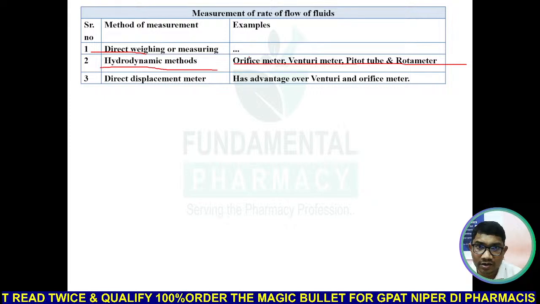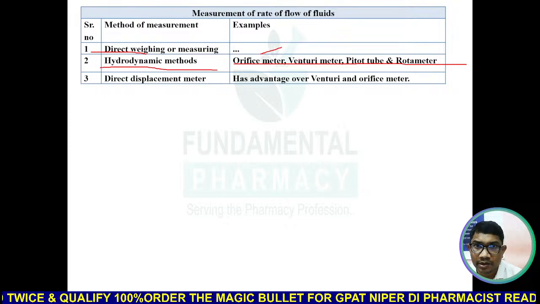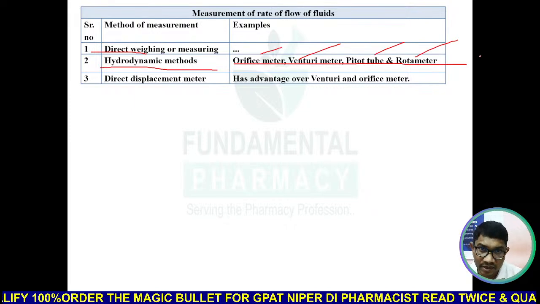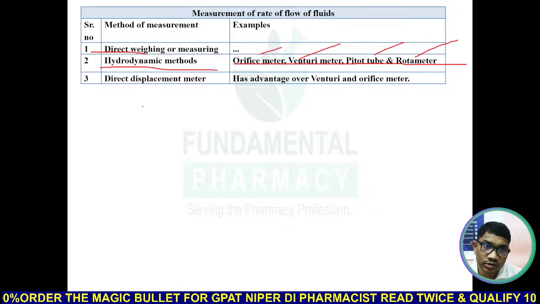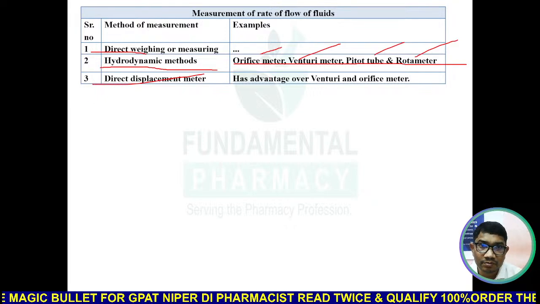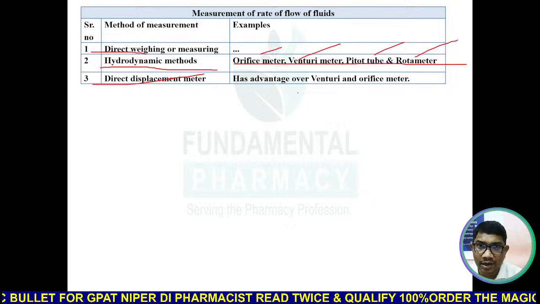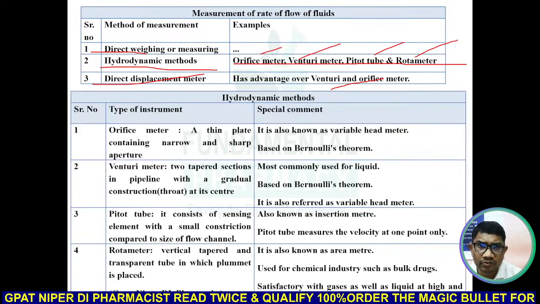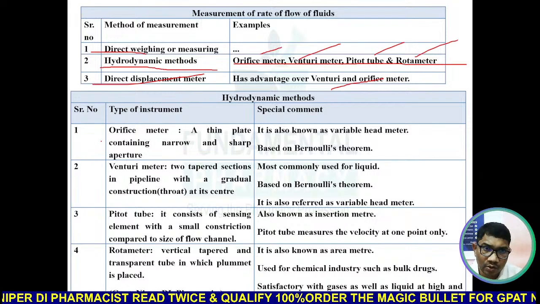So orifice meter, venturimeter, Pitot tube and rotameter. These are the flow meters. There are 4 flow meters which use the hydrodynamic method. And the direct displacement meter is also there. So they have advantages over venturi and orifice meter. Now we will see one by one. पहला होता है orifice meter.